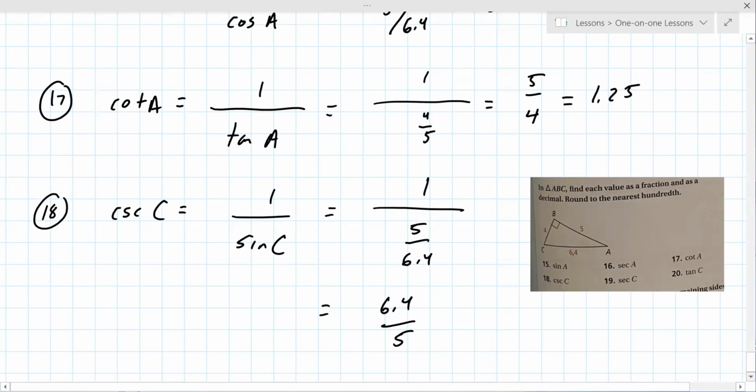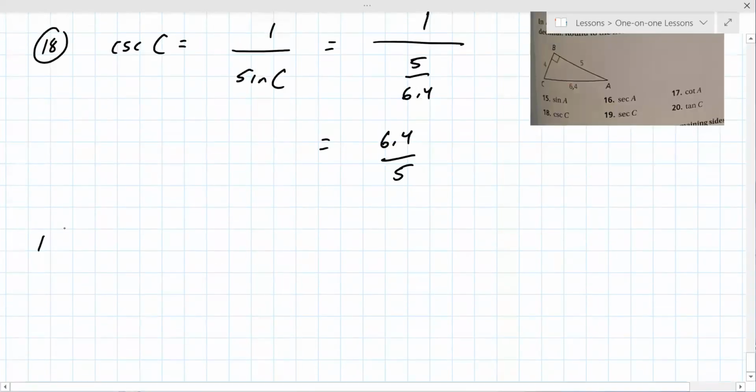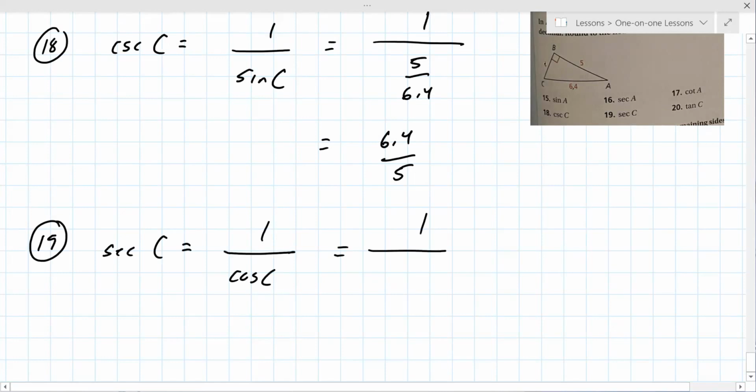Nineteen. Secant C. So secant of C is 1 over the cosine of C. So that's 1 over, so here's C, the cosine is, I'm sorry, 4 over 6.4. And then you can just flip that because it's a 1 over there. Punch that in your calculator if you need to. 1.6.